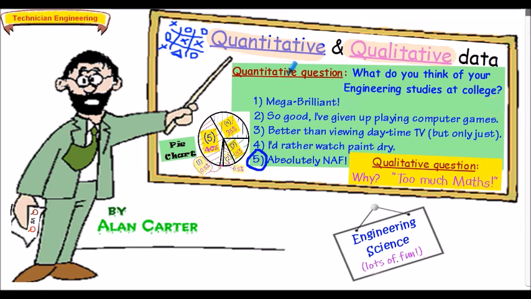So a quantitative question that might be posed to students is, what do you think of your engineering studies at college? And you may provide them with one of 5 options from which they can choose the appropriate response. And then you can analyse such data and display this information in pie chart format, which is a very visual and common method of displaying such quantitative data.